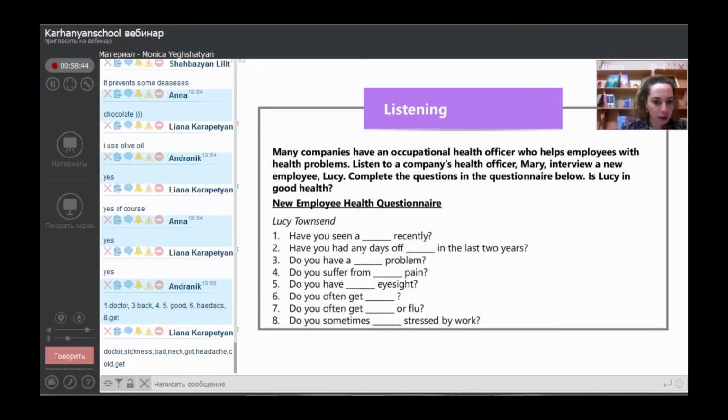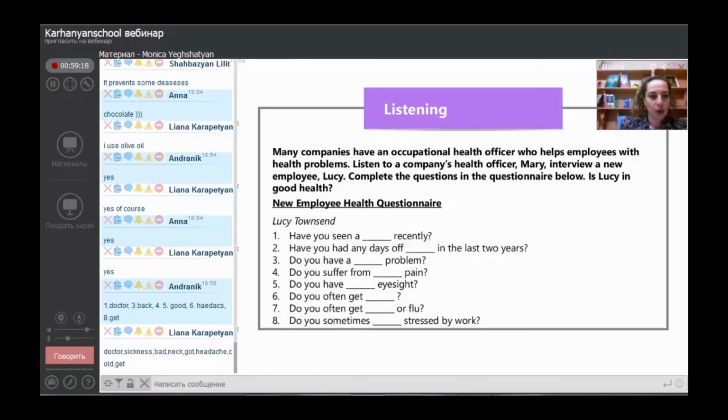Fifth one, do you have good eyesight? Not good. Do you have good eyesight? The sixth one, do you often get headaches? Yes. Do you often get cold? Yes, Liana. And the last one, do you sometimes get stressed by work?